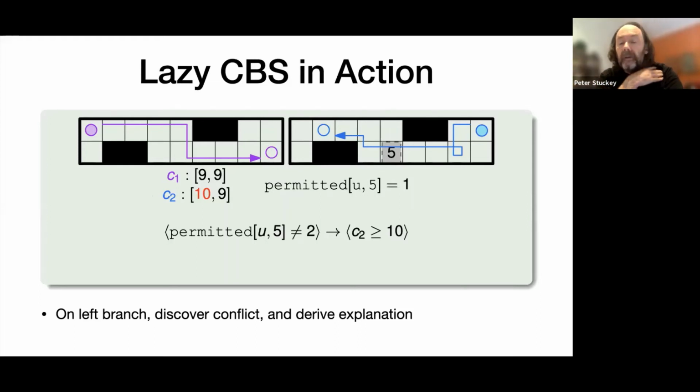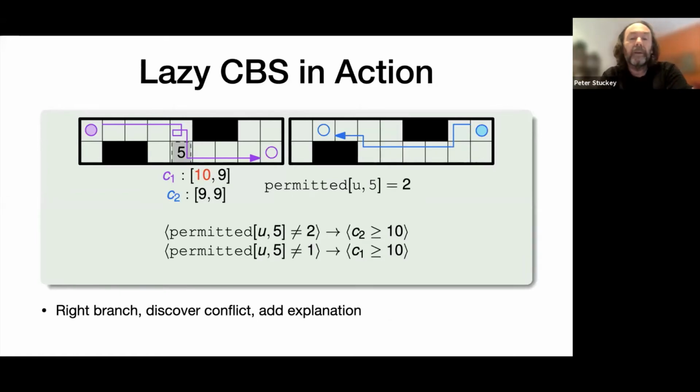It can't get there in 9 anymore, right? Because it always needed to go through that one at time 5 to get there in time 9. So we end up with a path which is at least 10 long. Okay, and then when we try to explain this failure, as I talked about just a moment ago, we find that because it's not permitted to use location U at time 5, so the agent there is not 2, then the path length for 2 has to be greater than or equal to 10. And we try the other branch.